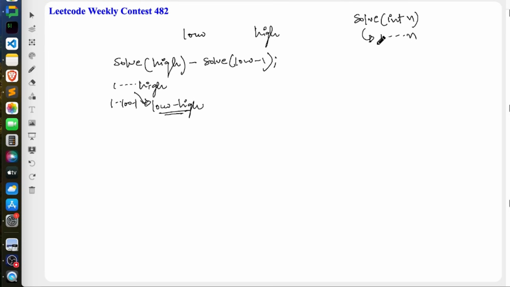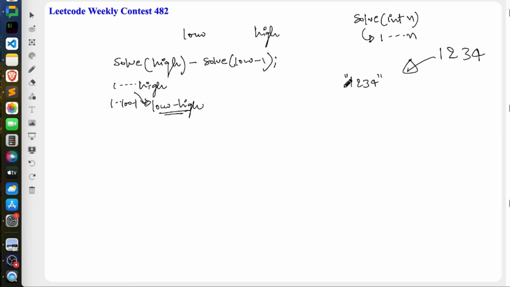This solve function will give you all the balanced integers from 1 to n, right? For this given integer n, we will first convert it into a string. Let's consider 1234 for example. We will convert this into string format, so this will be the string "1234", nothing else. There is a function called toString that converts the integer to a string. So let's say this is your given integer in string format.